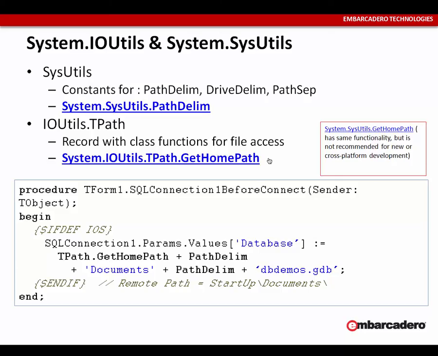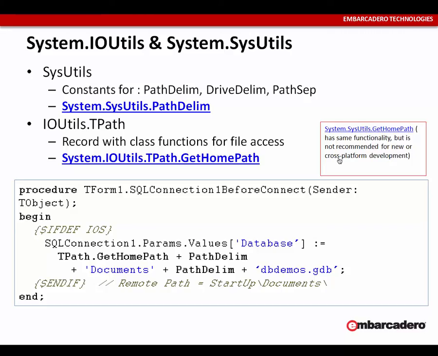So to help us put and find files on our iOS devices, we are going to use System.IOUtils.TPath.GetHomePath. GetHomePath returns the home path of the application's writable scratch directory or storage. On iOS, it points to the device-specific location of the sandbox for the application. The iOS home location is individually defined for each application instance and for each iOS device.